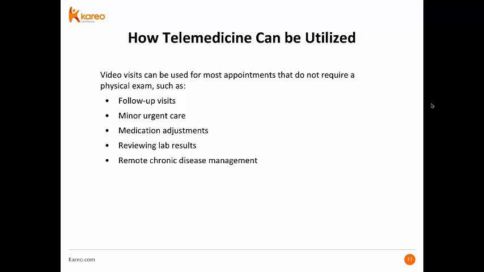Other use cases include minor urgent care, processing medication refills and adjustments, or reviewing lab results that came back slightly abnormal that don't necessarily require an immediate follow-up appointment. We also see practices succeed with this for remote chronic disease management. Now, when you're thinking about telemedicine visits, think about it exactly like a normal in-office appointment, with the exception that you're using a camera to view your patient. I mentioned this earlier, but all documentation and charting is done within your existing EHR where all of the patient's medical history currently exists.